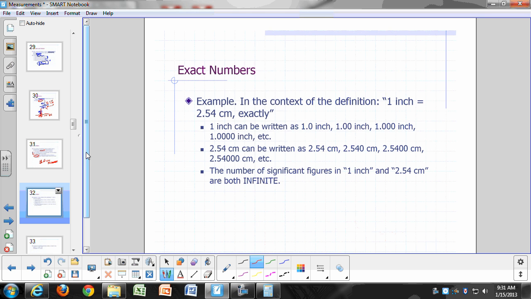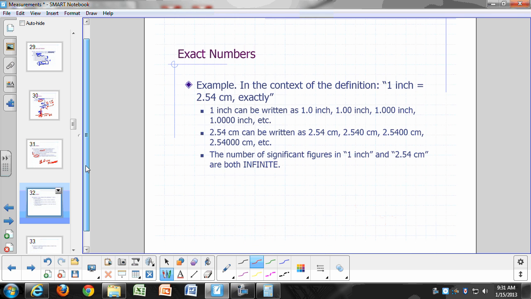All right, so besides small counting numbers, what's another example of an exact number? Numbers that are used in defining the relationships between units are generally defined to be exact. So when you define an inch to be exactly 2.54 centimeters, that's a definition. In this context, the number 1 and the number 2.54 are defined to be exact. So the number of significant digits in 1 and 2.54 in this particular context is exact, is infinite. Okay, the numbers are exact. The number of significant figures is infinite.